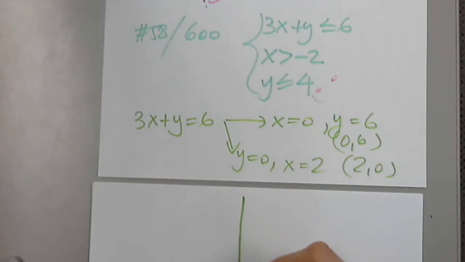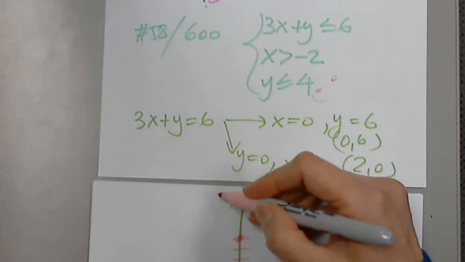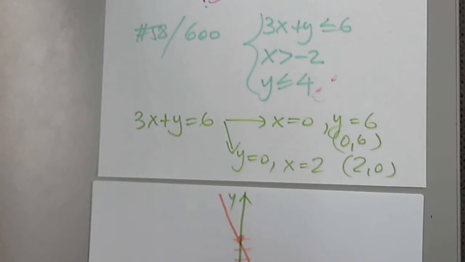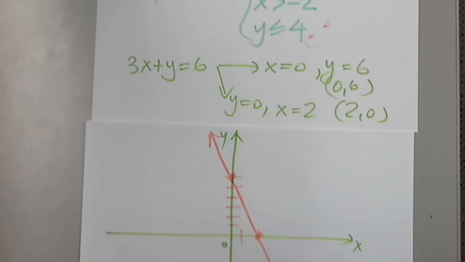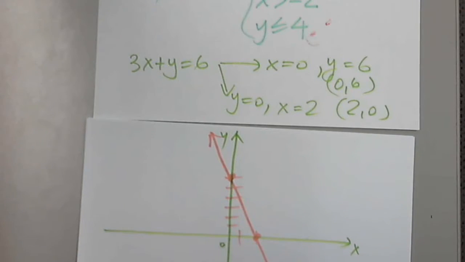Okay, so this is a line. I'm going to graph it by plotting the 2 points. So (0, 6), 1, 2, 3, 4, 5, 6, and (2, 0), and this is it. Do I graph it as a solid line or not? Solid indeed. So then I write 3x plus y equals 6. I did not solve the inequality yet. This is just a graph of the equation.